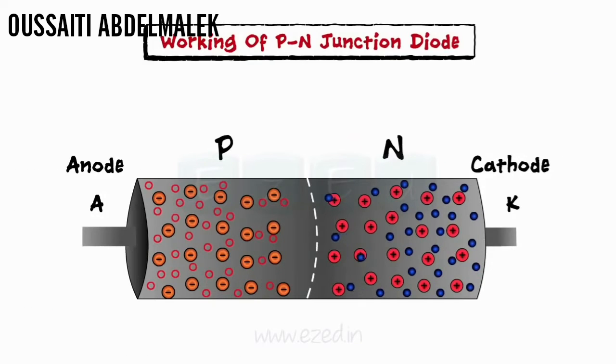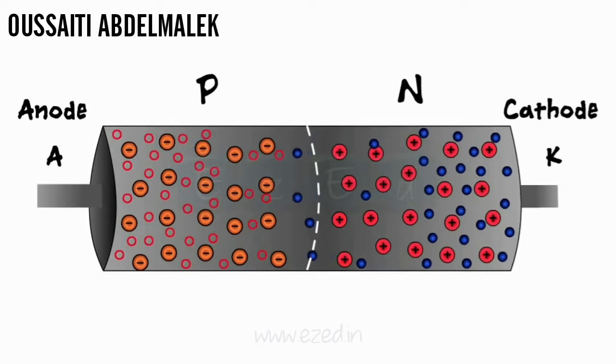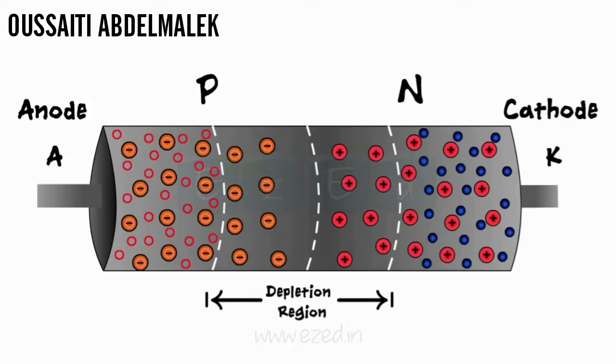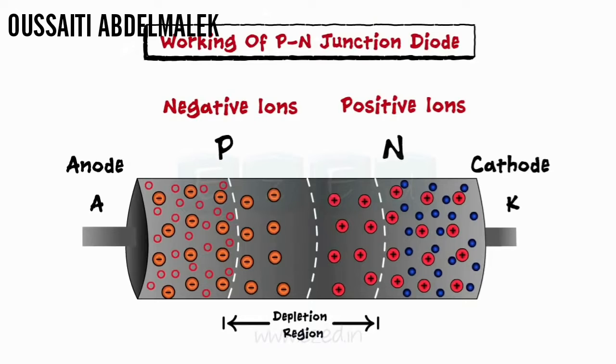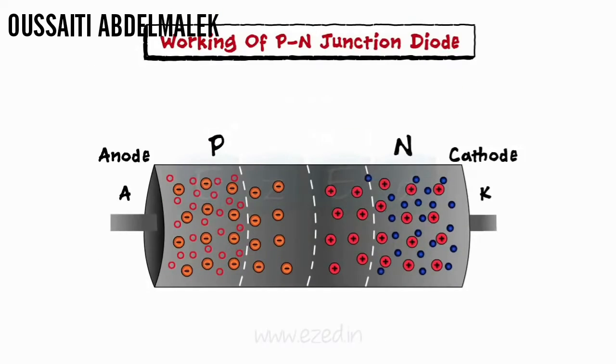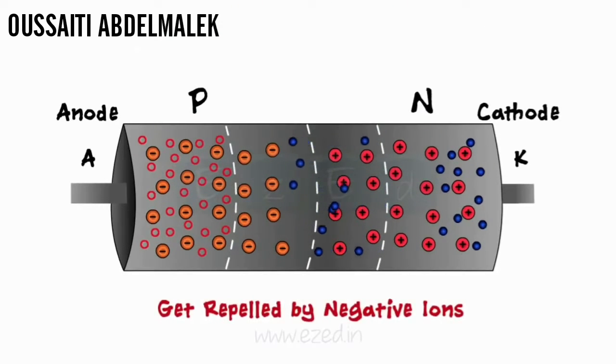This process of recombination continues for some time, but remains restricted near the junction only. As free electrons and holes get depleted from the region near the junction, this region is called the depletion region. The depletion region contains only negative ions on the P side and positive ions on the N side of the junction. These ions are immobile. The motion of electrons doesn't stop immediately after the formation of the depletion region, but as they cross the junction, they get repelled by negative ions on the P side. Hence, at this point, motion of the electrons stops.